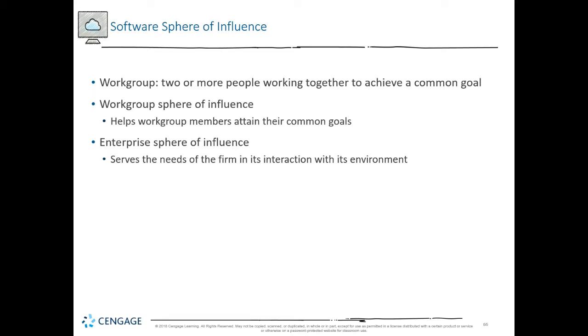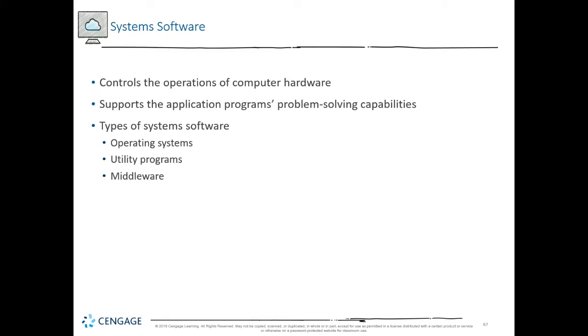Software sphere of influence, work groups. Two or more people working together to achieve a common goal. Work group sphere of influence software helps work group members attain their common goals. Enterprise sphere of influence serves the needs of the firm in its interaction with its environment.